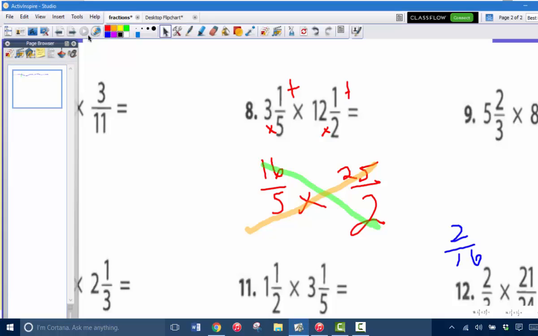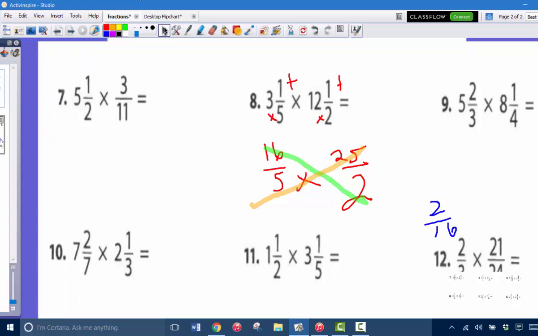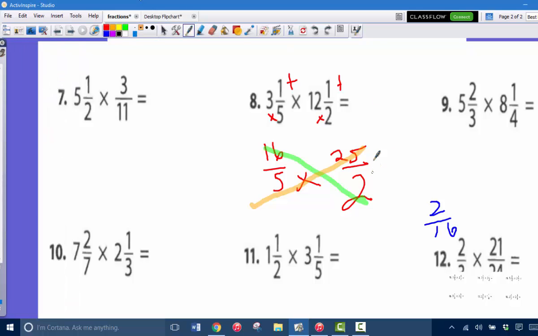Bring this back up, okay? 2 will go into 16. I have to change that 2 into a 1, and this change into an 8. It is an easy way to reduce your fractions without having to know factors, just by using a multiplication chart, okay? So now that that direction is done, let's take a look at this direction.